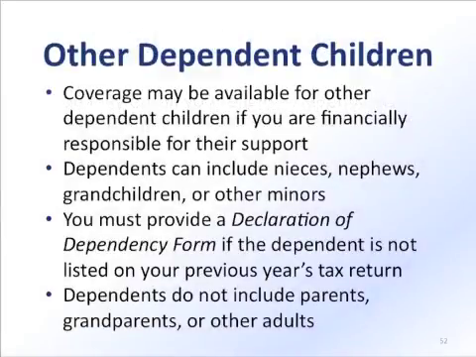Other dependents. Other children may be eligible for coverage as long as you are financially responsible for their support. Other dependents can include nieces, nephews, grandchildren, and other minors. If the child or children are not listed as dependent on your income tax return, a declaration of dependency form must be submitted and approved by OCGIB before your dependent can be added to coverage. This form is available from your insurance coordinator. Dependents do not include your parents, grandparents, or other adults.